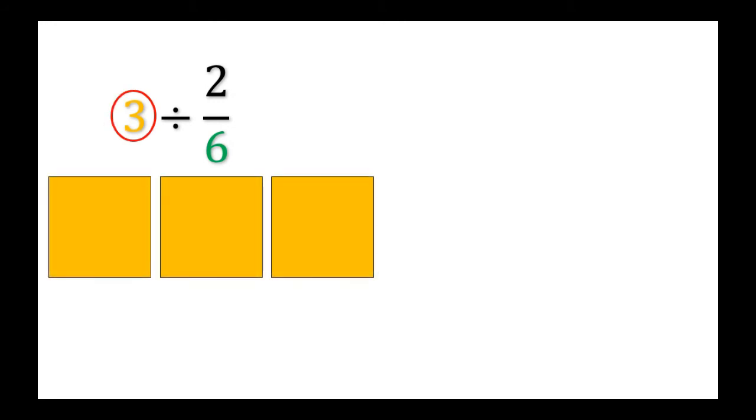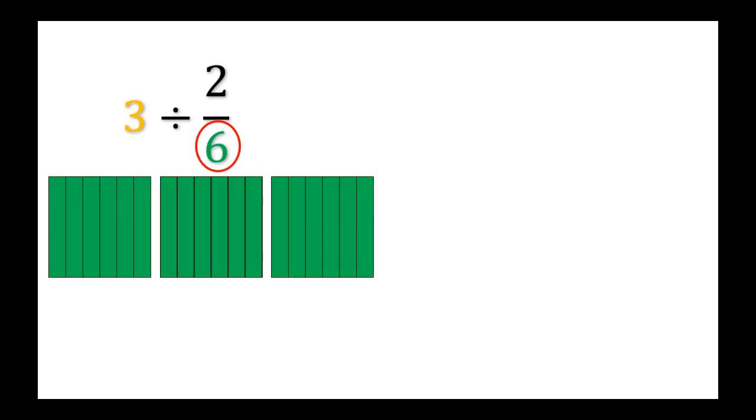Suppose you have this question, 3 divided by 2/6. That means you are looking for how many 2/6 parts are in 3 wholes. So first, we take 3 wholes like this, and then we divide the whole parts according to the denominator of the fraction, because we are going to look at how many 2/6 parts there are. So for the first step we are finding how many total sixth parts I have.